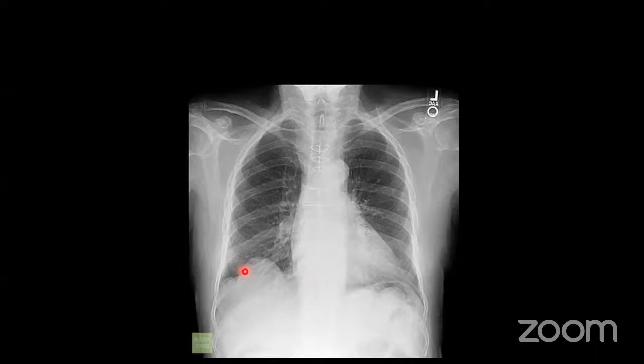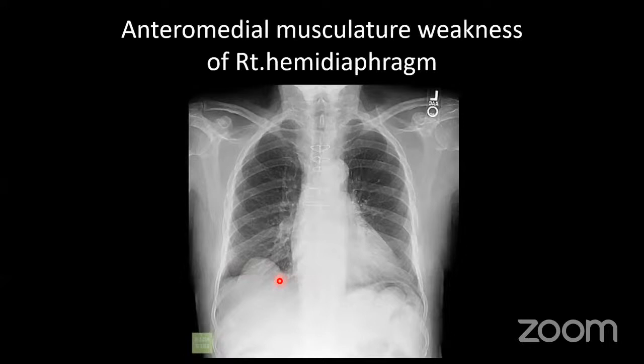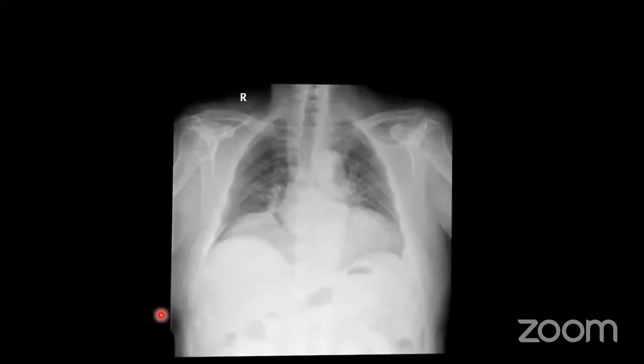The rest of the diaphragm musculature remains normal, and it is mainly due to the failure of migration of the myotomes. And here it is the eventration. So this is called partial eventration, the partial eventration of the right hemidiaphragm. We call it the anteromedial musculature weakness of the right hemidiaphragm. Here you can see it looks like a split diaphragm. Again, the anterior part of the diaphragm musculature is affected, not the whole. So this is the main difference.